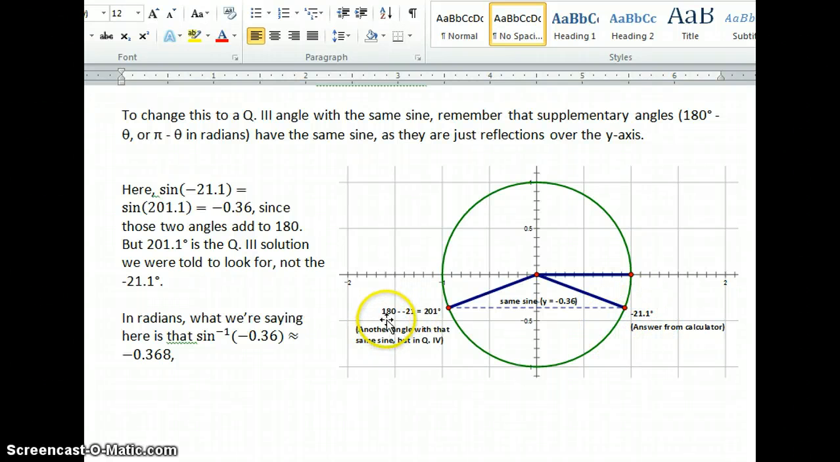But you do the same thing. 180 minus negative 21. You can keep that negative. 180 minus negative 21, and I left off the point 1 there, sorry. Negative 21.1 should be positive, so it's like adding, positive 201.1.